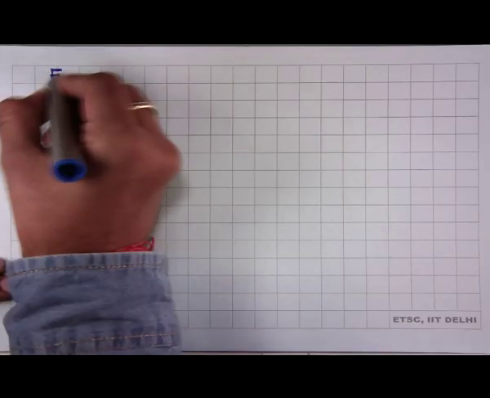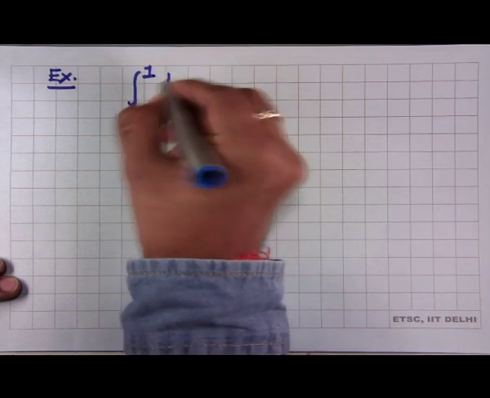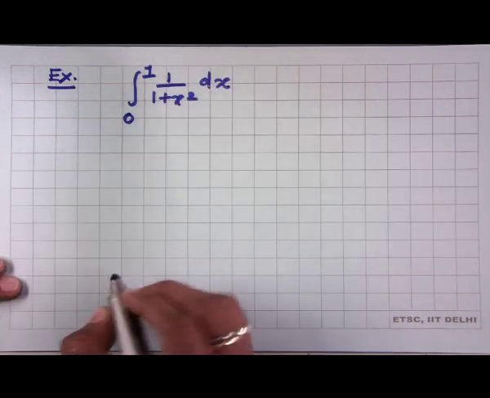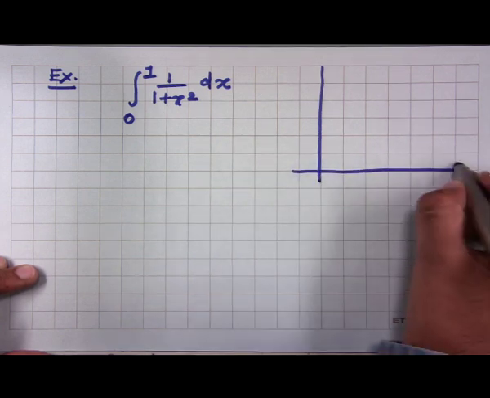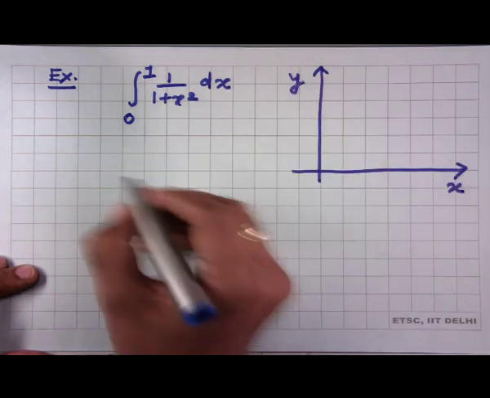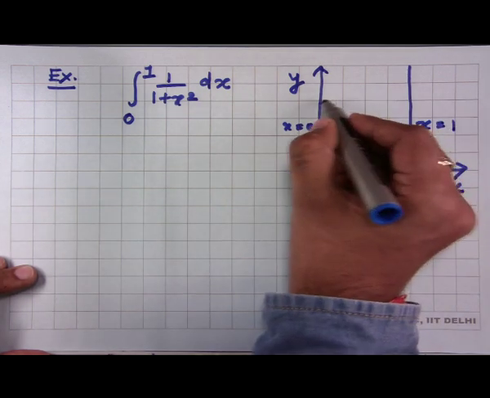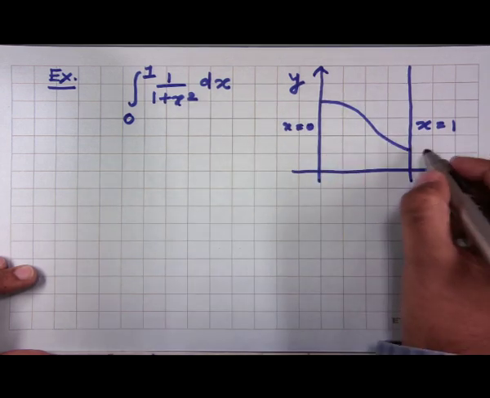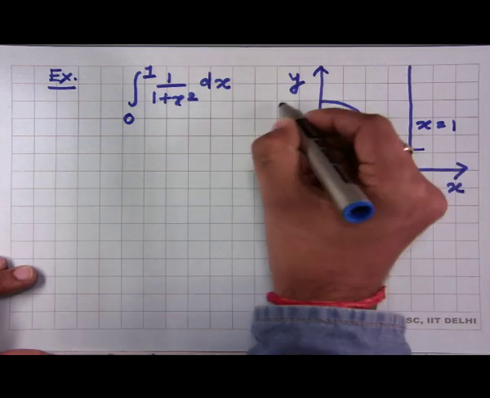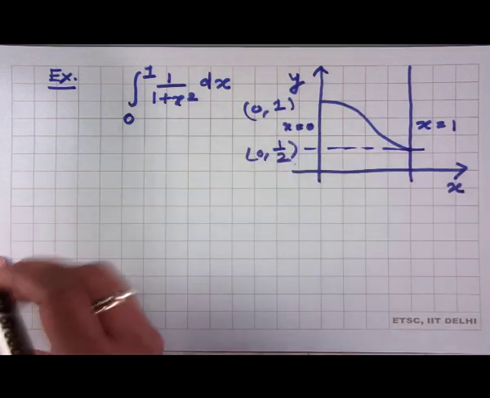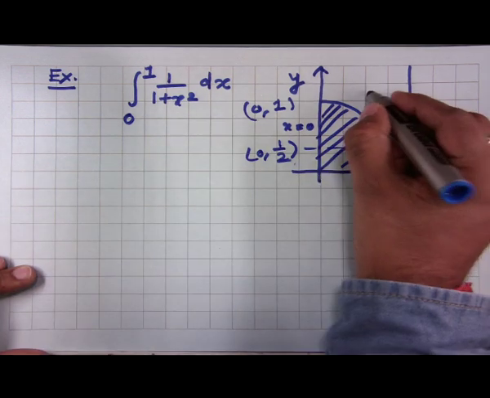Let us solve one more example to refresh our mind. Let us take this integral. As you know, definite integrals can be interpreted as area. If this is your x axis, this is your y axis, and this is the line x equals 0, this is the line x equals 1, then you can plot this function as follows. So this will be half and this will be 1, (0, 1), (0, half). So this integral represents this area. This is the graph of 1 upon 1 plus x square.